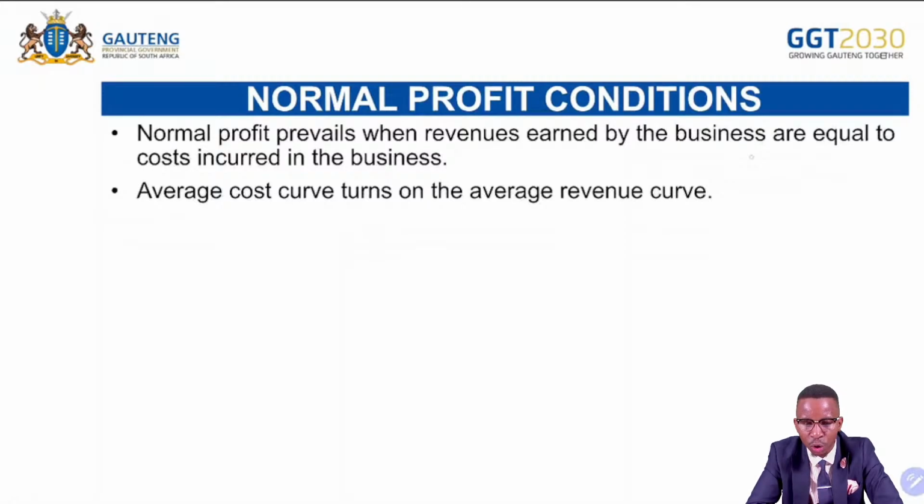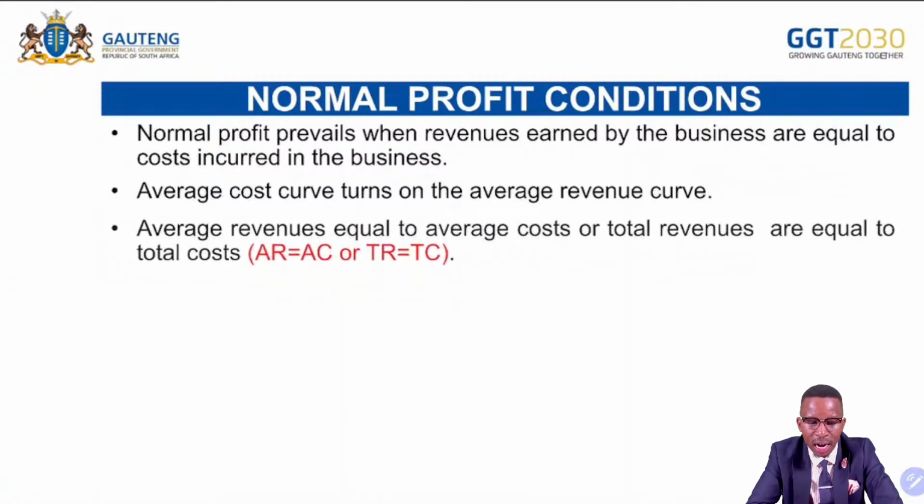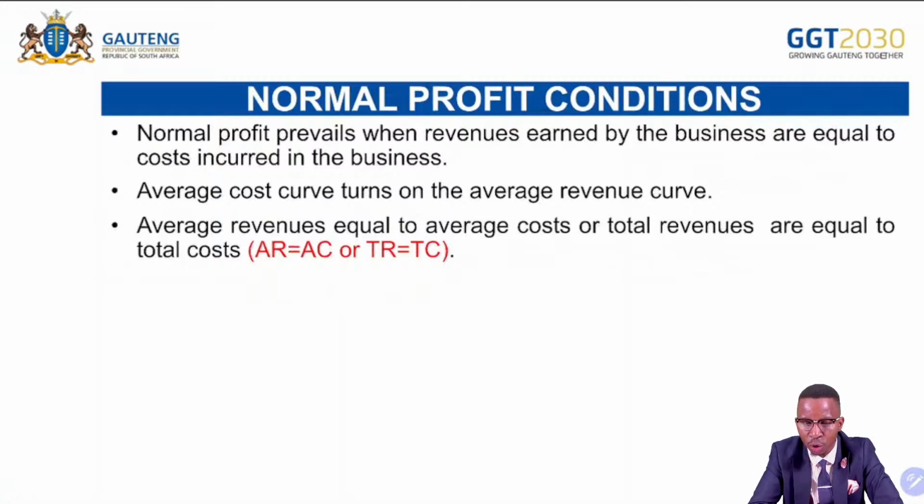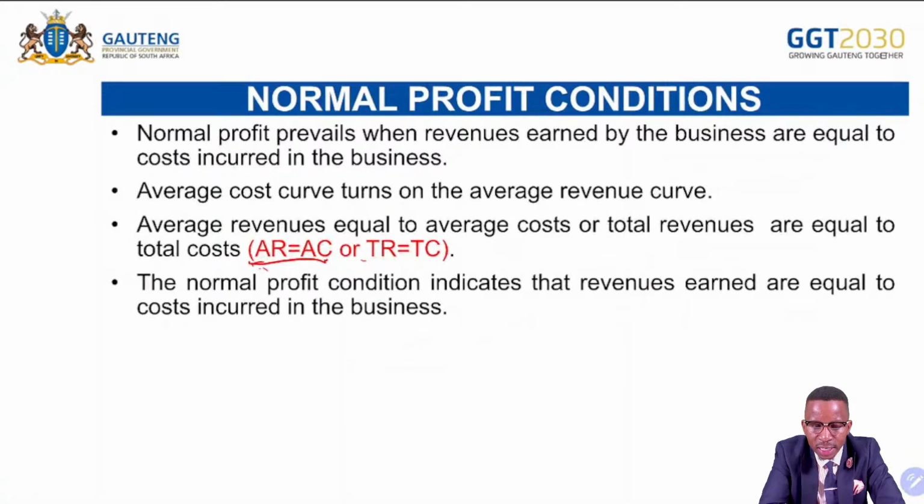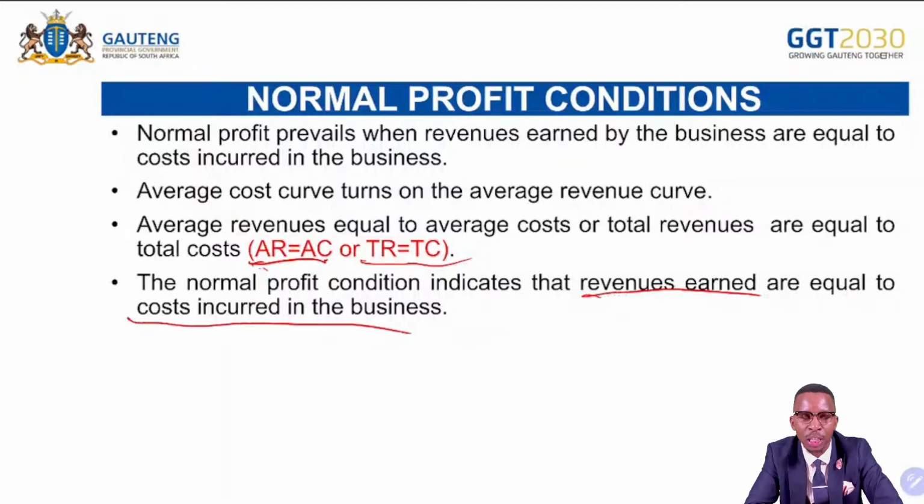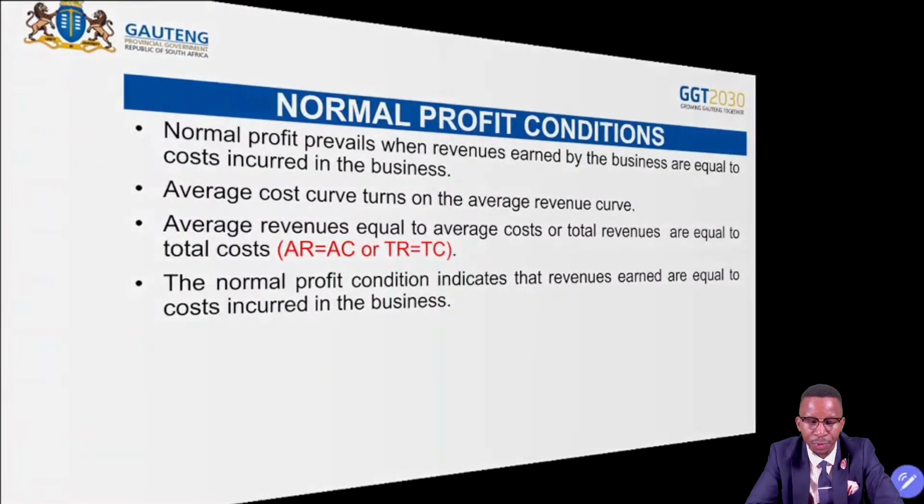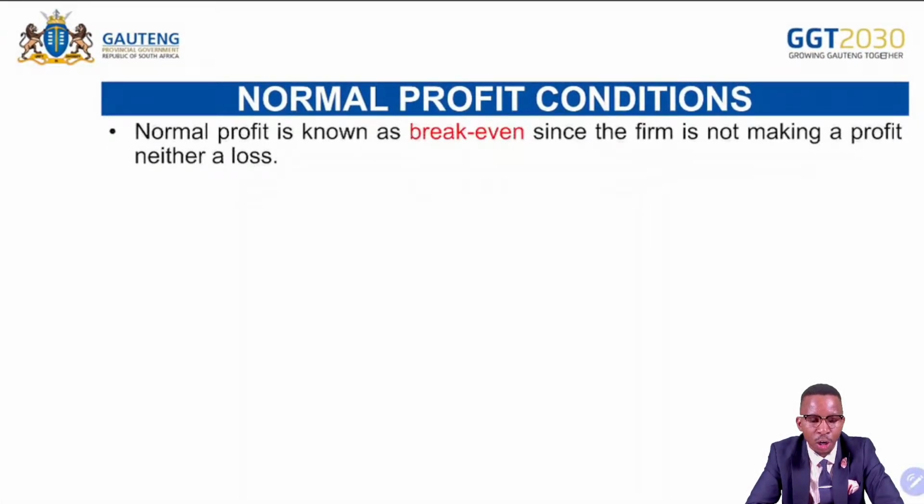The average cost curve touches the average revenue curve. Average revenue equals average cost, or total revenue equals total cost. So AR equals AC, or TR equals TC. That's when the firm is breaking even. We call that the break even. The normal profit condition indicates that revenues earned are equal to the cost incurred in the business during the course of production. We continue with the conditions. The normal profit is also known as the break even, since the firm is making neither a profit nor a loss.